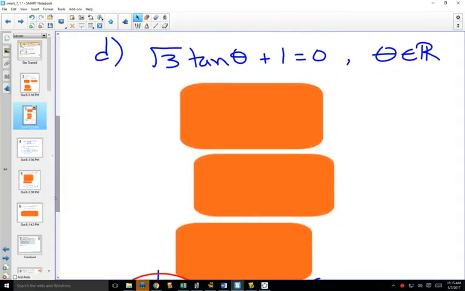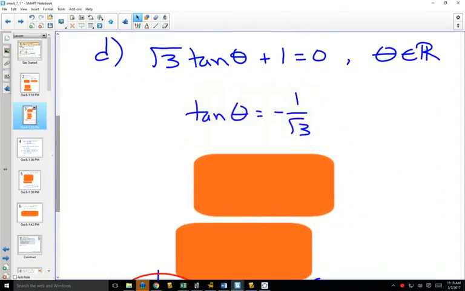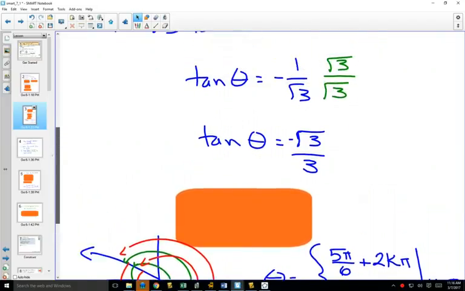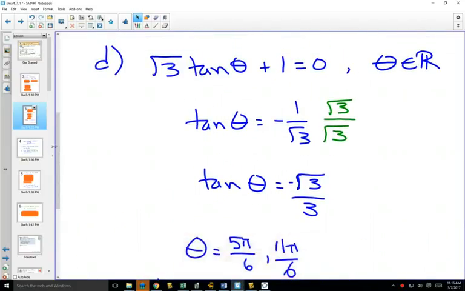For part D here, again, getting tan by itself, you get -1 over √3. Now, you might not recognize this on your pie plate because of the way that it's written, but if you rationalize that denominator by multiplying top and bottom by √3 over 3, then you find out that this is equal to -√3 over 3, which is on our pie plate. That's part of our pi over 6 family for tan. And you would get those two as your answer.